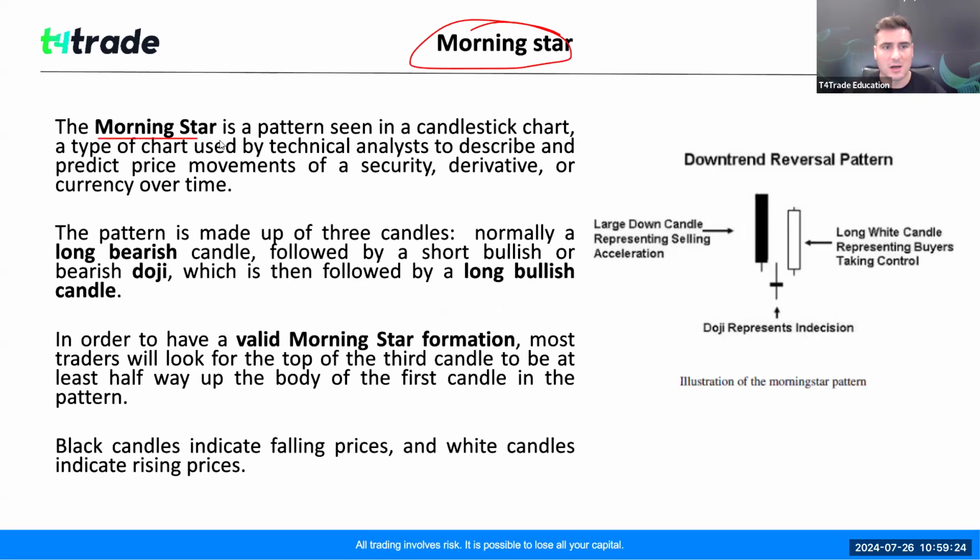So the morning star is a pattern we see in candlestick charts, which are used by technical analysts, which describe and predict price movements of a security, derivative or currency at any given point in time. So the pattern is made up of three candles, main components: normally a long bearish candle, followed by a short bullish or bearish doji, which may not have an actual real body at all, maybe just a low doji, with the follow-up being a green candle, a bullish candle.